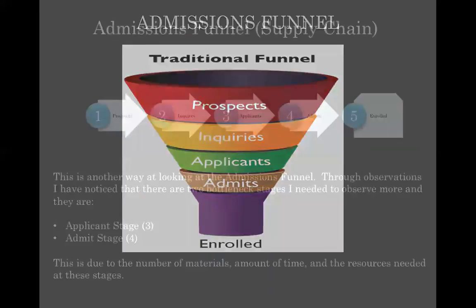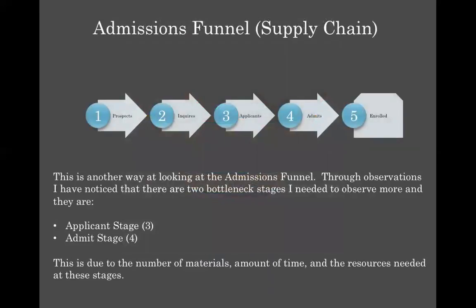So I wanted to have another visual and turn it into a traditional supply chain that we are used to seeing. And through my observations and questions of the admissions office and the admissions funnel, I quickly realized there were two stages in particular that were going to be possible bottlenecks throughout this admissions funnel. And these two stages were the applicant stage, stage 3, and the admit stage of stage 4. And the reason why I quickly realized that these would be possible bottlenecks is due to the amount of materials, resources, and time required at these two stages.